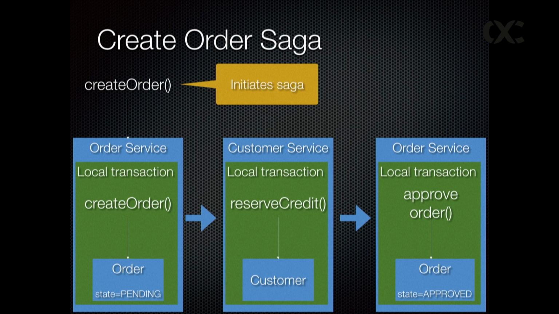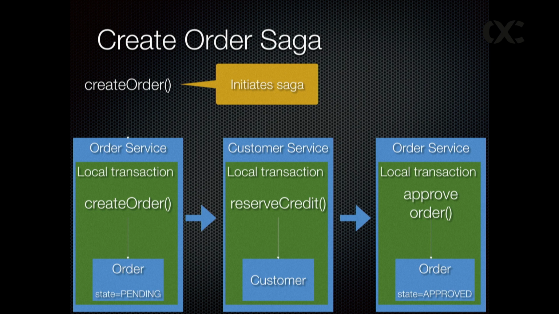So each of these, you need to do two things: reserve credit, create the order. It's been broken down into a series of local transactions. So that's fairly simple. But there's some interesting issues around this.